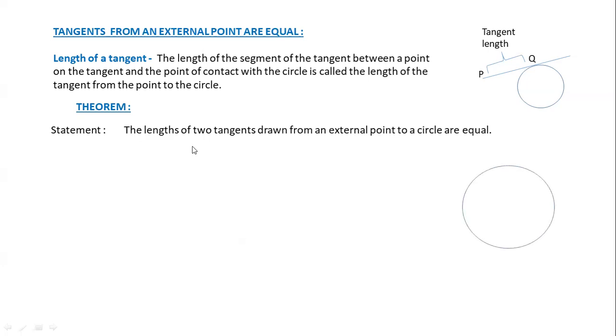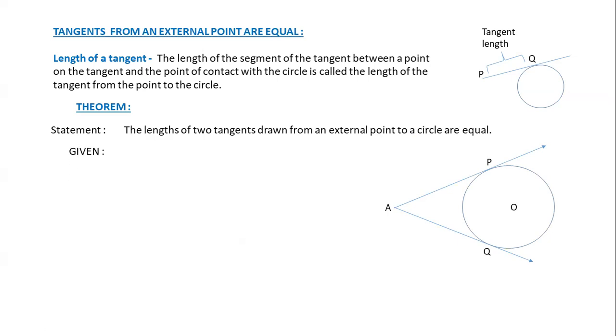This is a circle. This is a point outside the circle, an external point. We draw one tangent. This is a point of contact. We draw another tangent. This is a point of contact. This is the center of the circle.